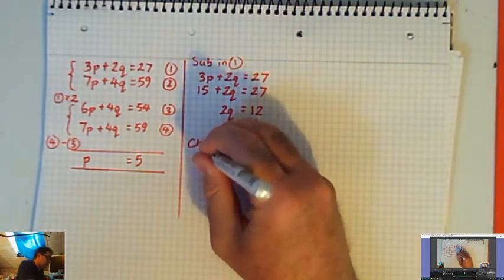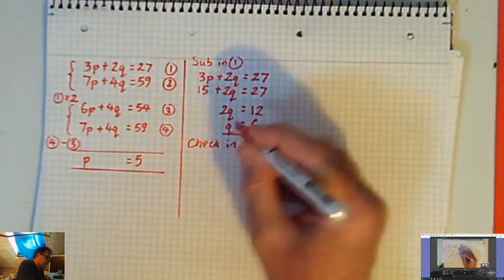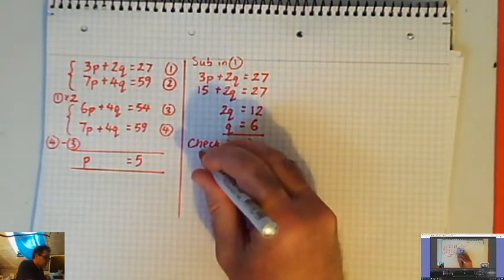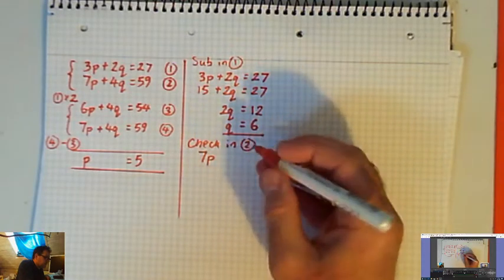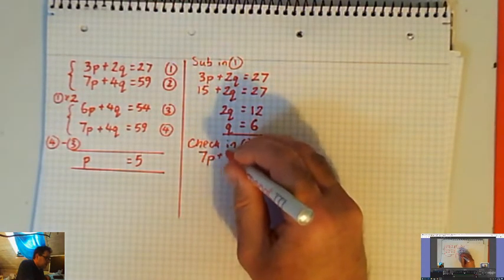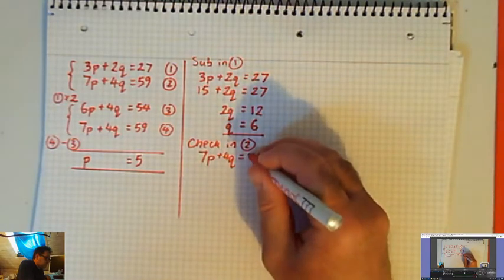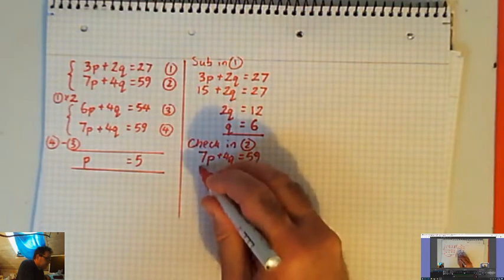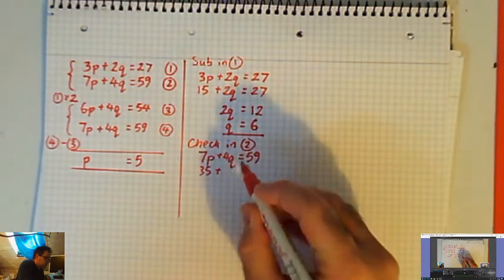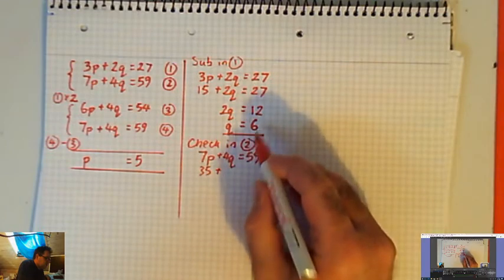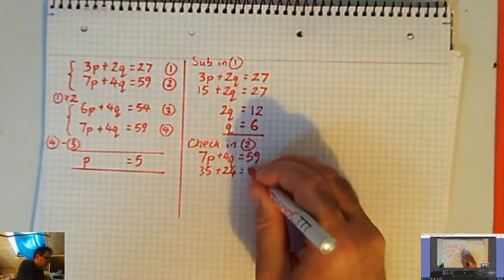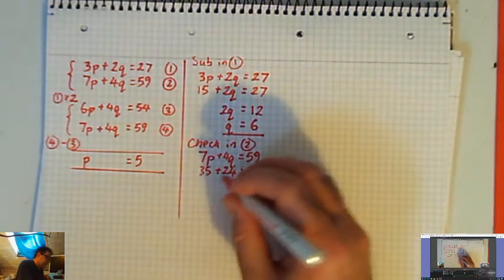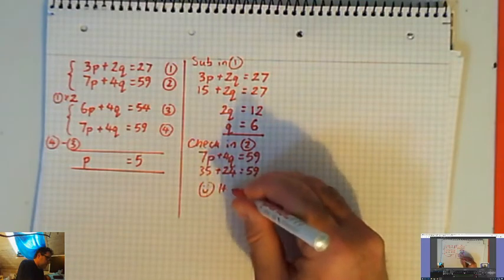It's always a good idea to check your answer by putting it in the other of the original equations, equation 2, and making sure everything still balances. So 7p plus 4q equals 59. So 7p is 7 times 5, which is 35. 4q is 4 times 6, which is 24, and that's supposed to equal 59. And 35 plus 24 is 59, so we know that we've got that one right.